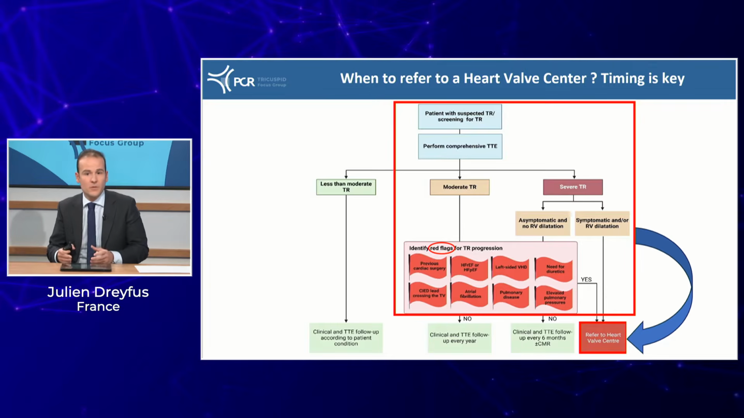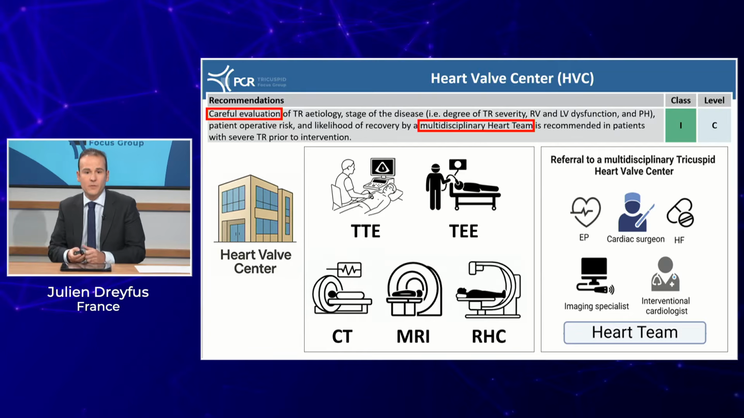When to refer a patient to a heart valve center is a very important question, and the answer is timing is key. It is suggested to refer patients with severe TR, or moderate TR if you identify red flags that Marta will describe later. As Francesco mentioned, it is the first time that the guidelines consider that evaluation a class 1 indication, meaning how important it is and how difficult it also is. You need to perform a careful evaluation in a dedicated center with a multidisciplinary heart team.